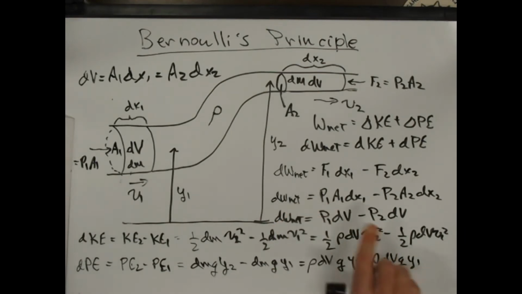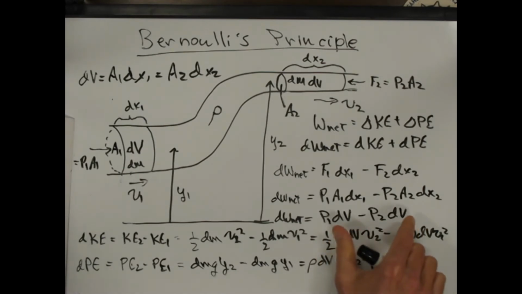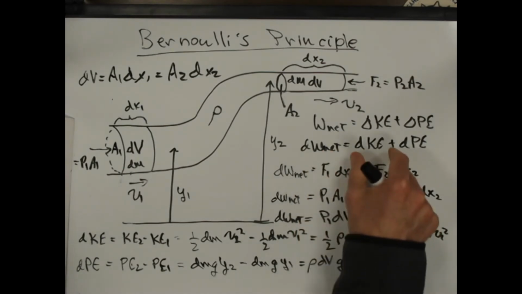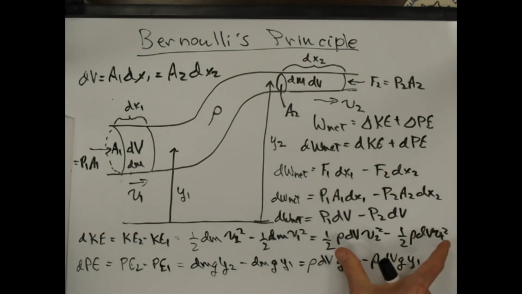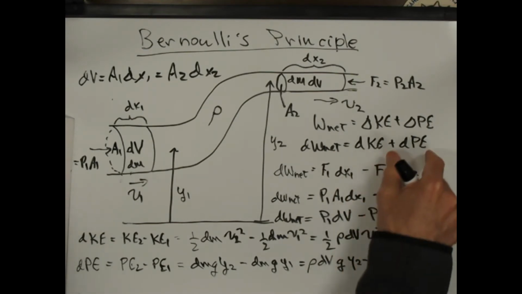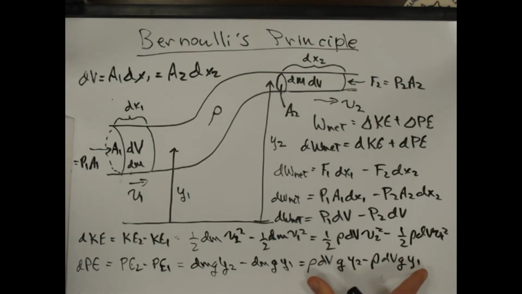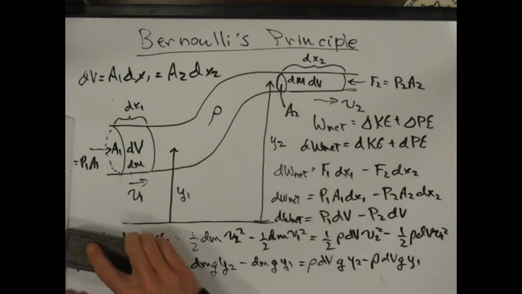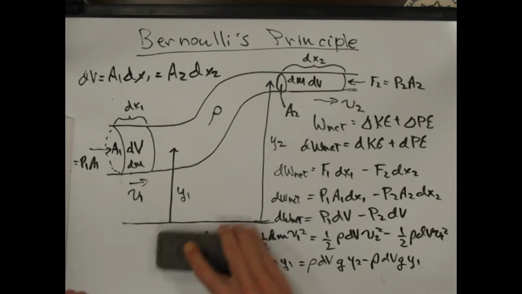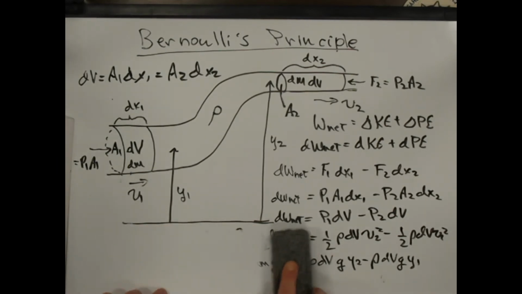And so if you take a big picture of this, dW net, this is what we're going to do on the next screen. Here's my work done. It's P1 dV minus P2 dV. That's the work done in this equation. And then it's equal to the change in kinetic energy, which is this piece, plus the change in potential energy, which is this piece. And so that's what I'm going to start with. I'm going to erase the screen. I guess I'll just do it while you're watching, right? And so what I want to say here is this is rho.